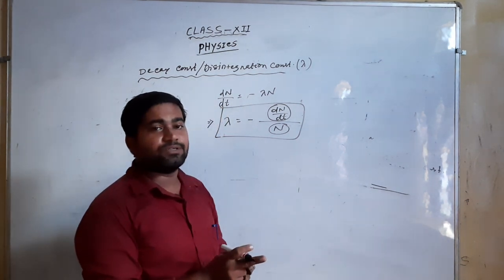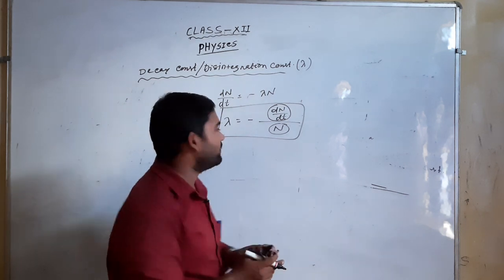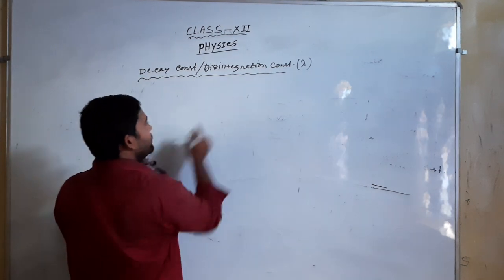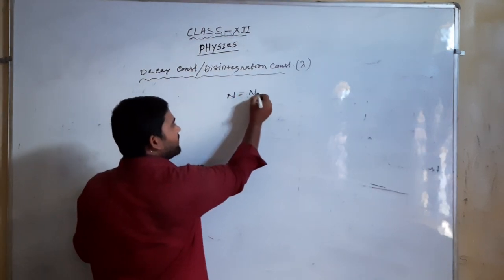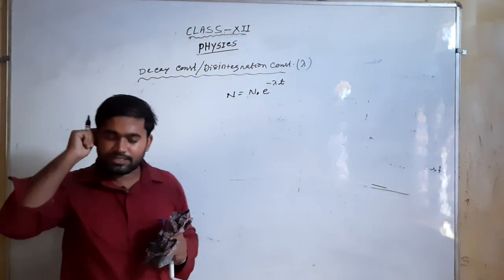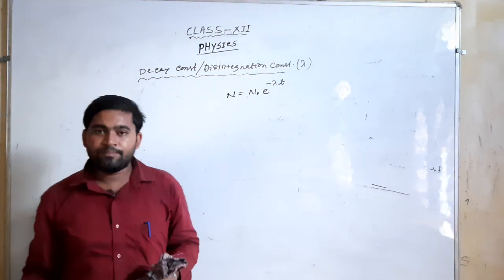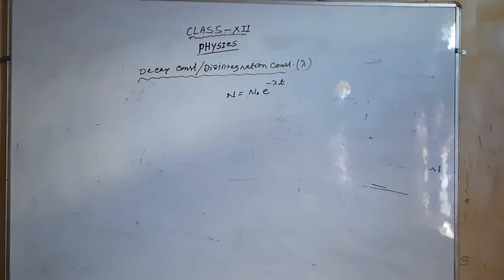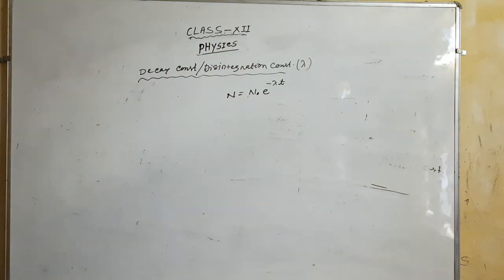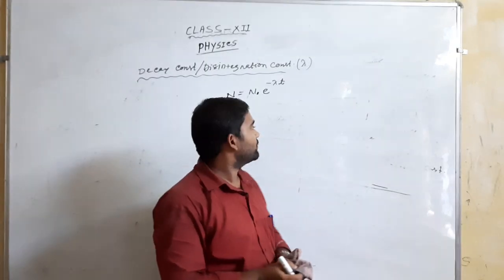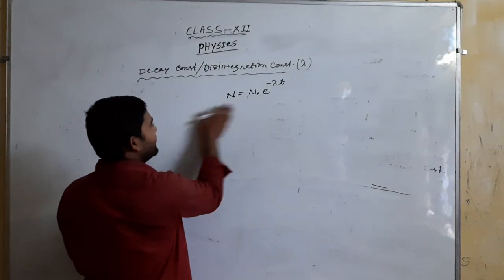Another form of the decay constant can be obtained from the last expression of the laws of radioactivity. As per the laws of radioactivity, N equals N naught e to the power minus lambda t. If we take the observation upon this term, what do we find?